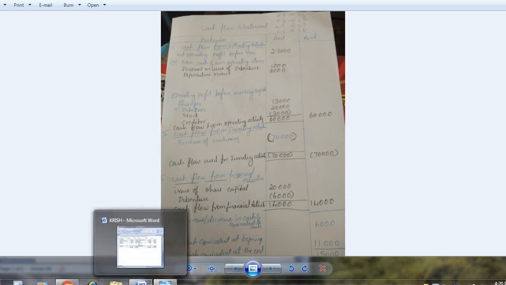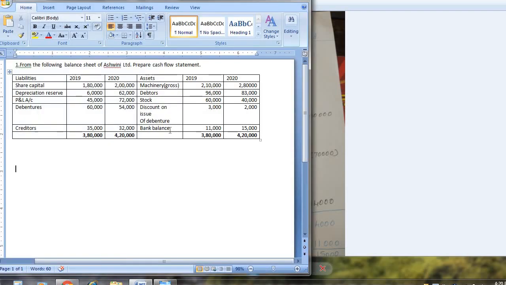If an asset decreases, it is positive. If an asset increases, it is a negative value. You have to write this down. Then the bank balance we have already taken. Next comes share capital.